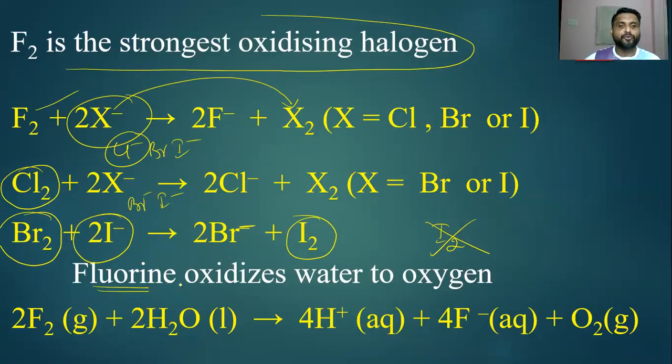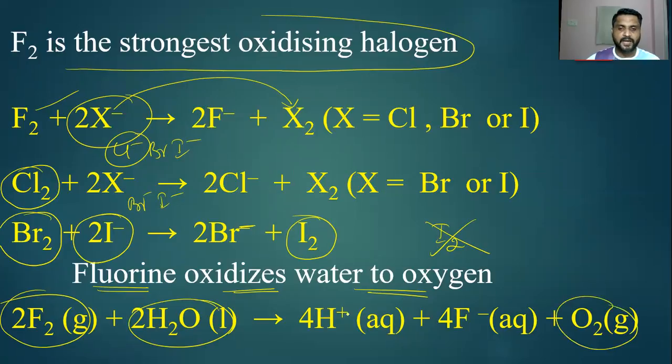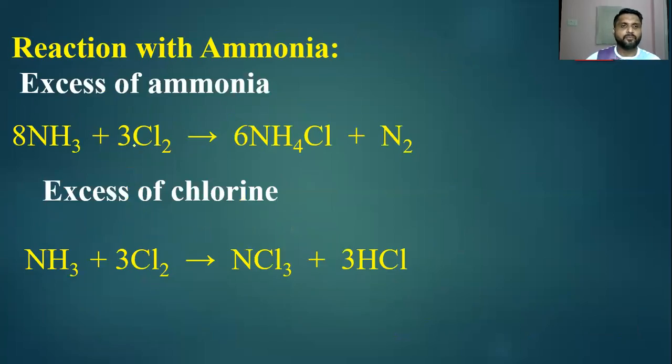Also remember, fluorine oxidizes water to oxygen gas, and fluorine becomes hydrogen fluoride, getting reduced. Fluoride is the reduced form. Clear? Now we'll see the reaction of chlorine, a halogen, with ammonia and with excess halogen.